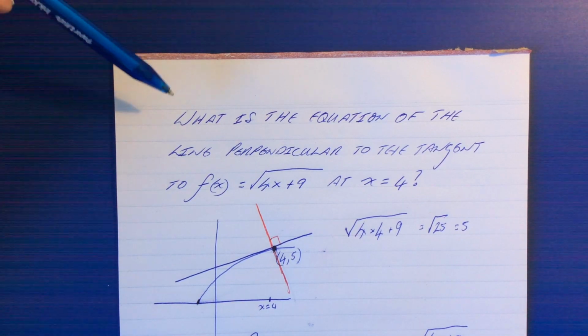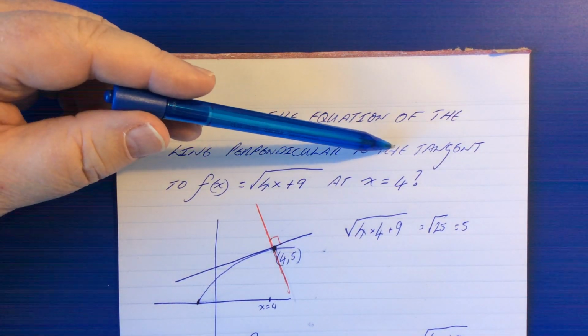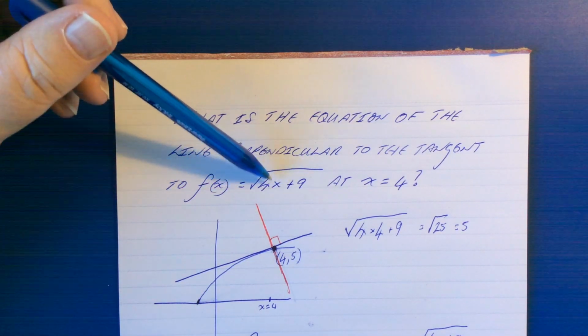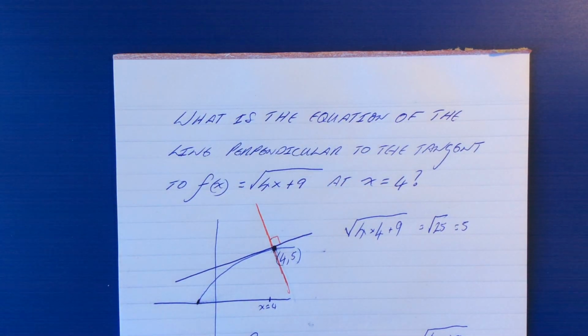The question in front of us today is: what is the equation of the line perpendicular to the tangent to the function f(x) equals root 4x plus 9 at x equals 4? Now, I've done some preliminary work here, and I'm going to do this problem in three parts, and I'm just going to talk you slowly through this.